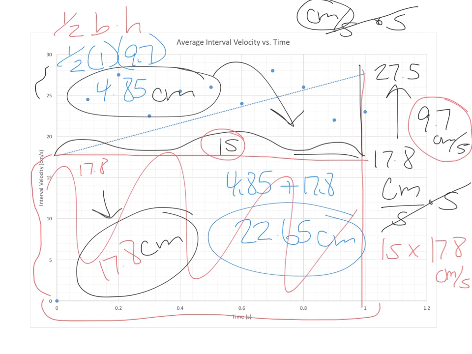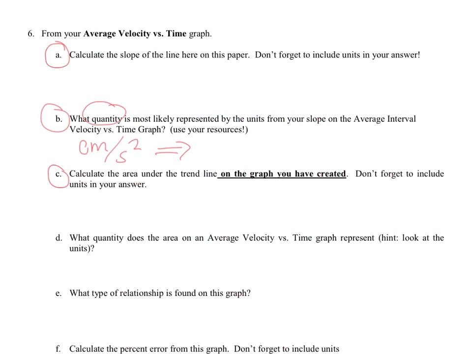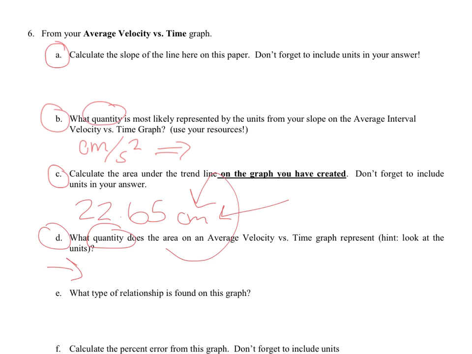Let's move forward after we found our area. So my area under the graph ended up being 22.65 centimeters. Now the question is, for D, what quantity does the area under that velocity versus time graph actually represent? Well, what is actually only measured in centimeters in this lab? All right, think about it. What, not quantity, meaning not number, but what idea from physics have we learned so far that we can measure in centimeters? That's the quantity you just figured out. You figured out that from your graph, so write that down.